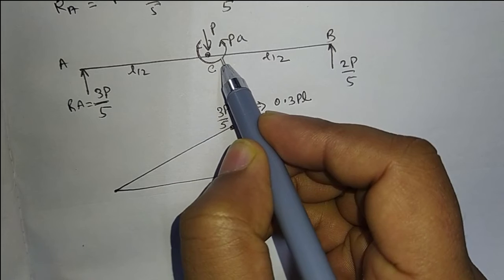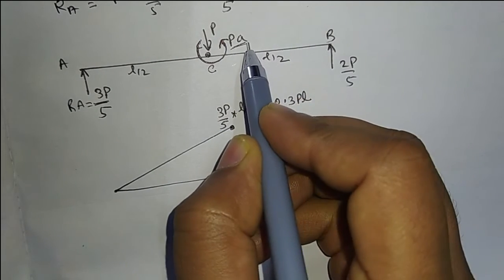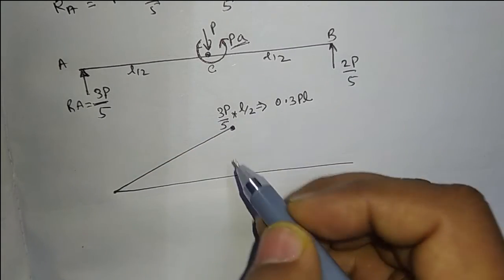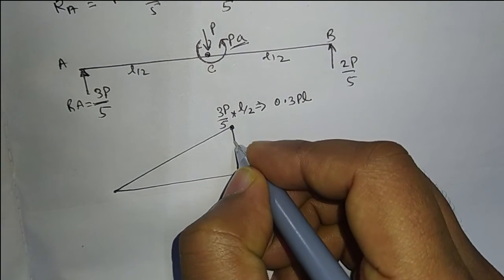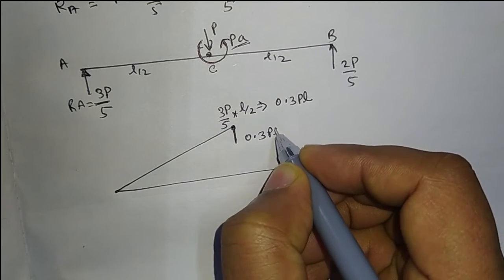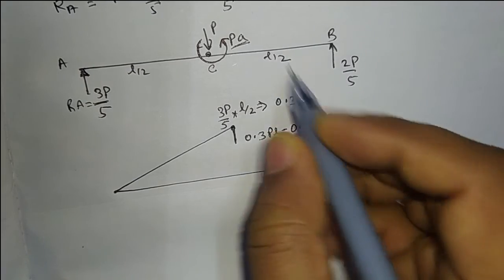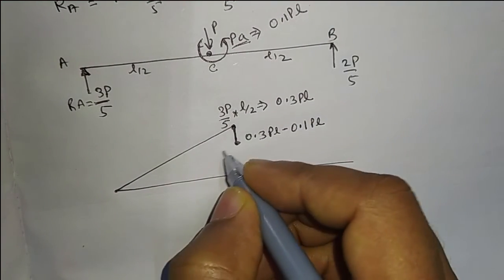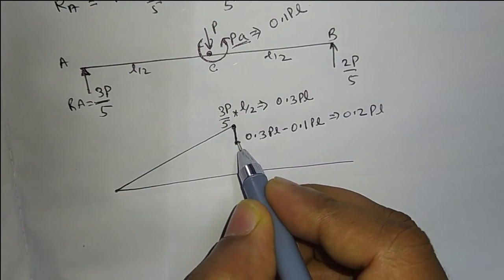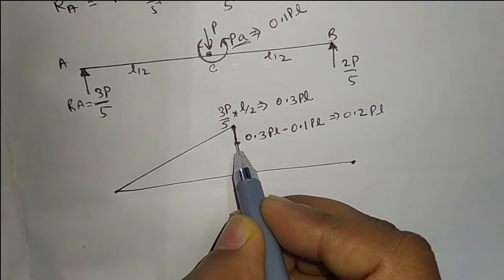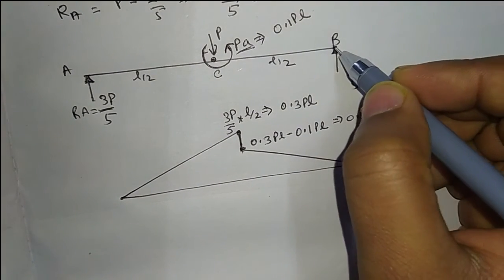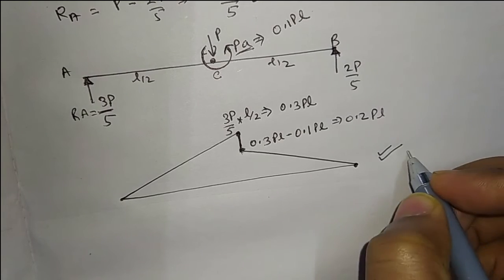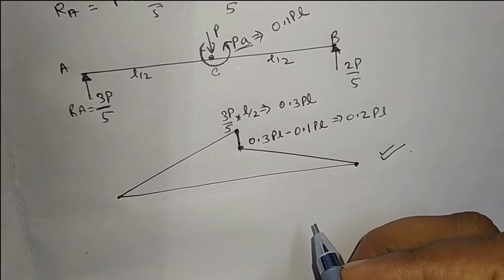But as we know, there is an anti-clockwise moment already acting at point C, opposite to the moment that is produced by the reaction support. So this will become negative: 0.3 PL minus 0.1 PL. So the moment at point C will become 0.2 PL. At point B, the moment will become 0. Here at point B there is a roller support, and a roller does not resist any moment, so the bending moment diagram will look like this. So option C will be the correct answer.